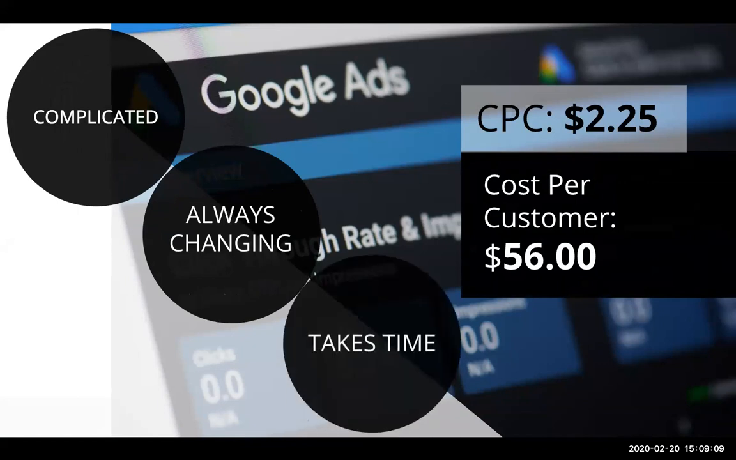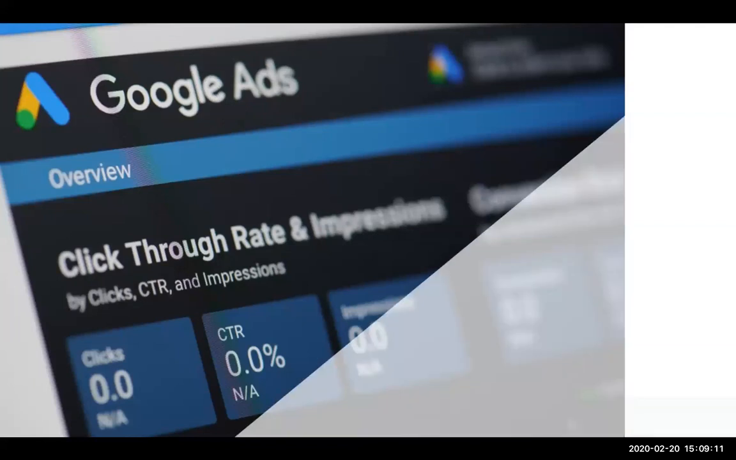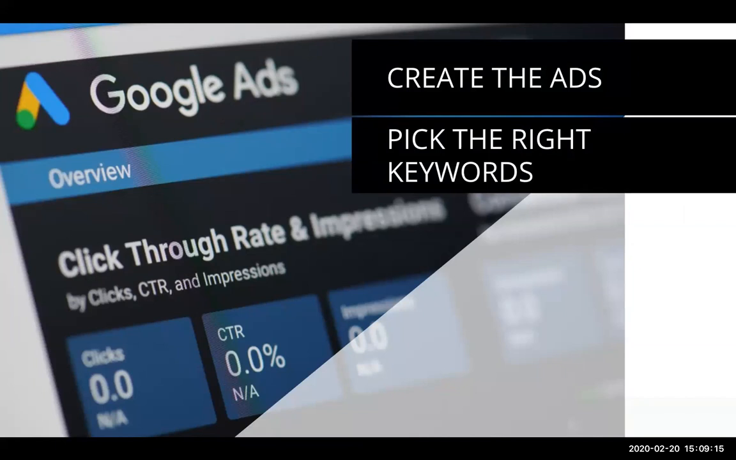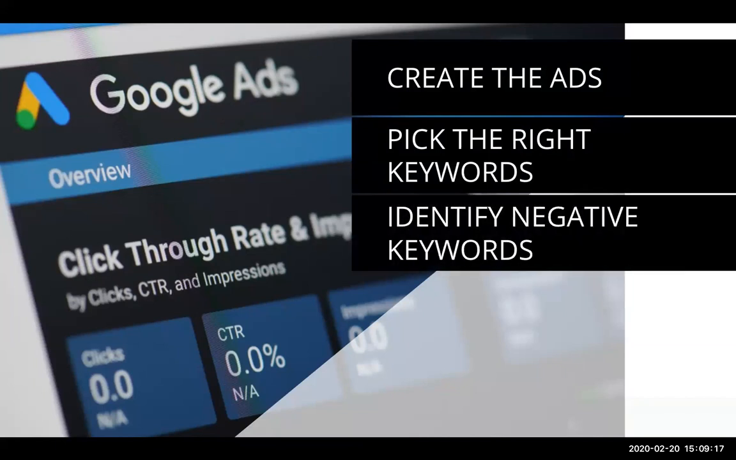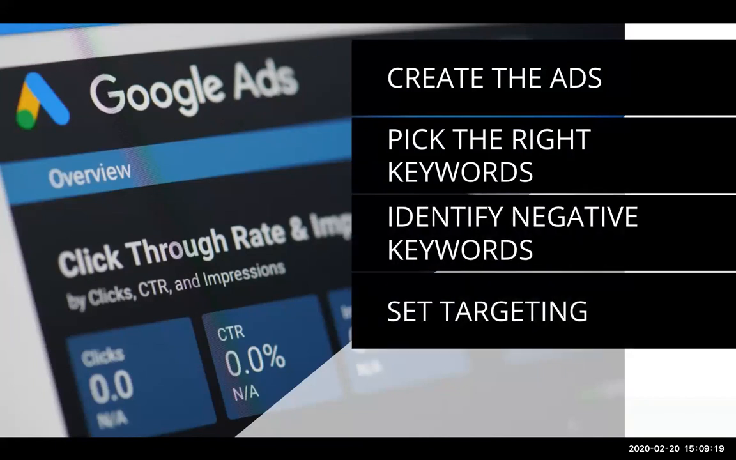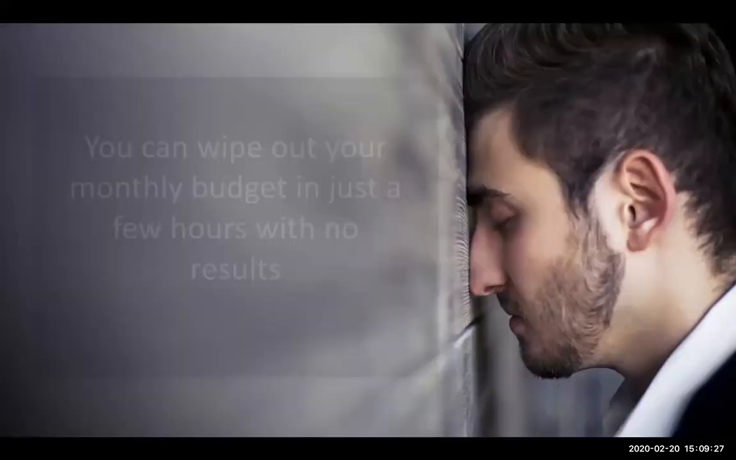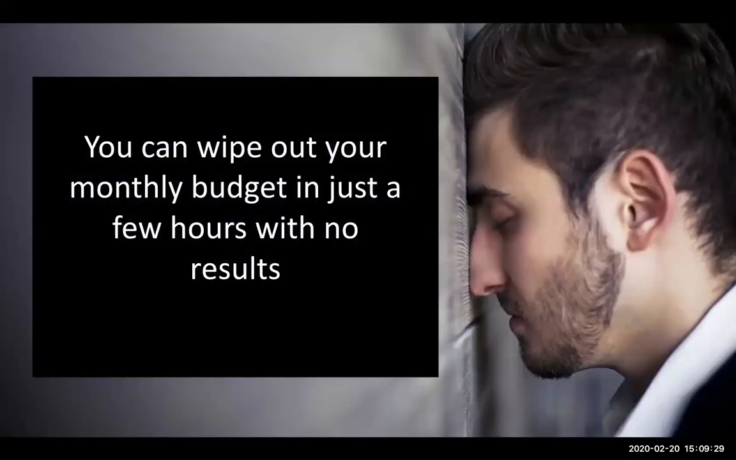So there's a huge opportunity gap here. That gap is that people do not have the time. Even for agencies like yourselves, or consultants, handling really small customers is challenging because there's a lot of work. You've got to create the ads, pick the right keywords, identify the negatives, set the targeting, and then consistently manage bids and budget. It's a lot of work. And if you don't do the work, you can wipe out your budget super fast. We've all seen this. We've heard of the $99 clicks. We've all seen this happen before.